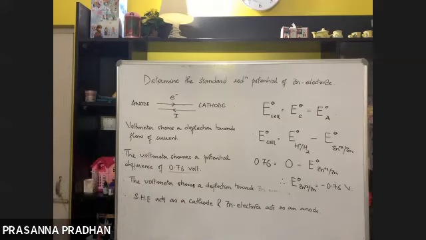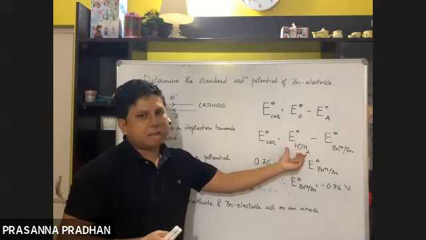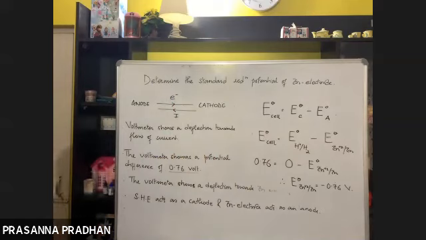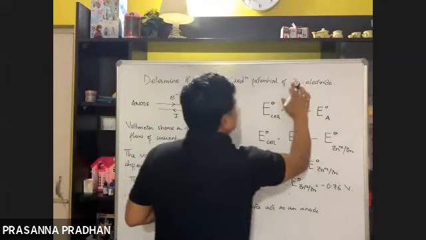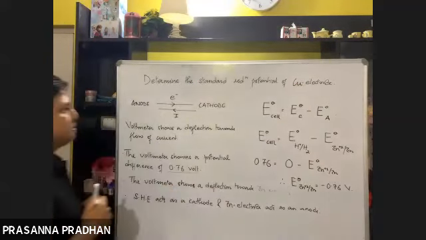So in this way, we can find out the standard reduction potential of all the metals by coupling with a standard hydrogen electrode. There are two questions which usually come in your board. One is, determine the standard reduction potential of zinc electrode. This value should be remembered. Next is, how will you determine the standard reduction potential of copper electrode? So quickly I'll move to the topic.